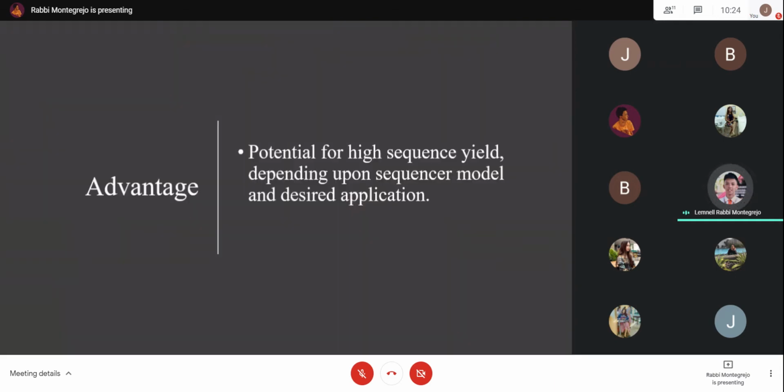Next, ang advantage aning sequencing by synthesis is its potential for high sequence yield, although depending na siya sa sequencer model o sa desired application. Now this is true because iyang putlo ng DNA and create siya og mga clusters. So ang iyang mahitabo is that you could repeat the sequencing to produce many copies. That would make your research process accurate.